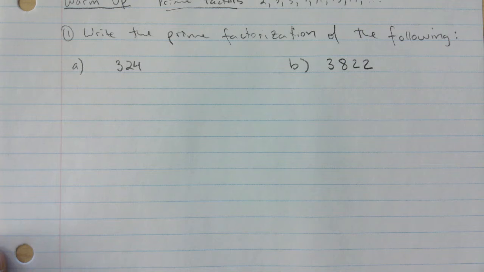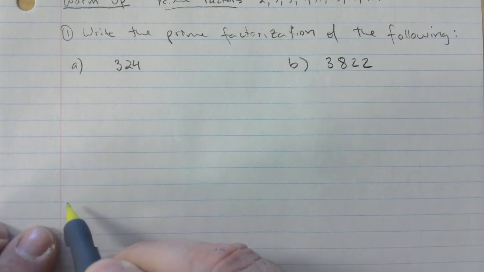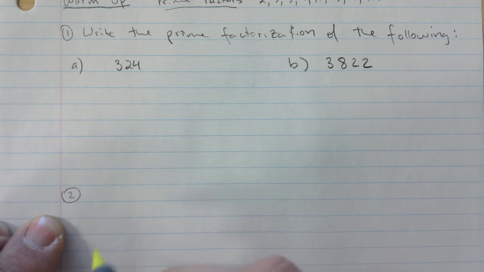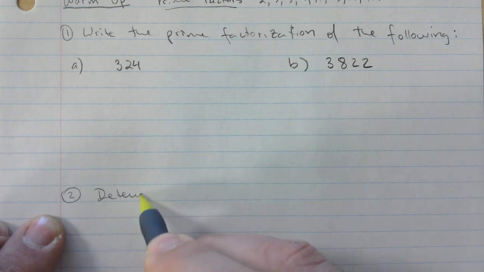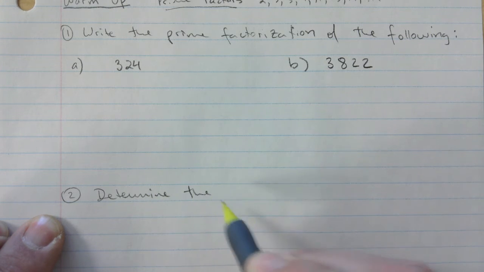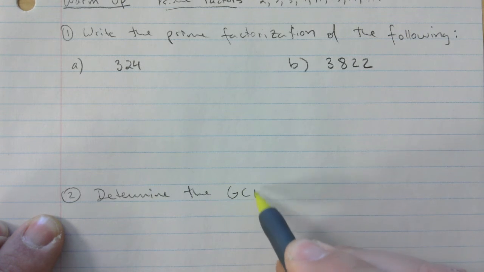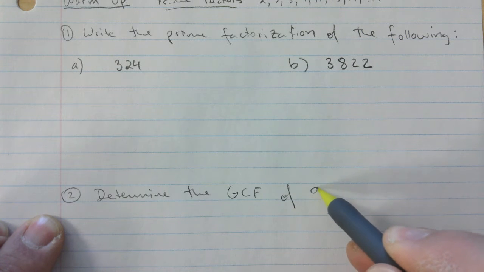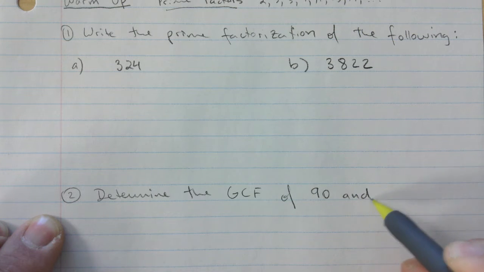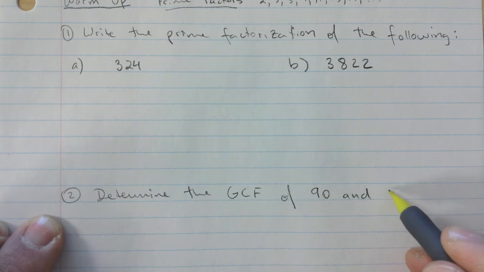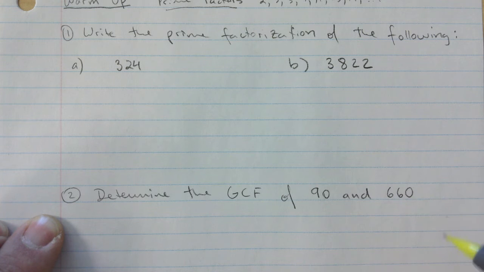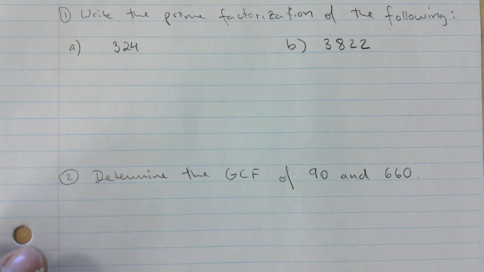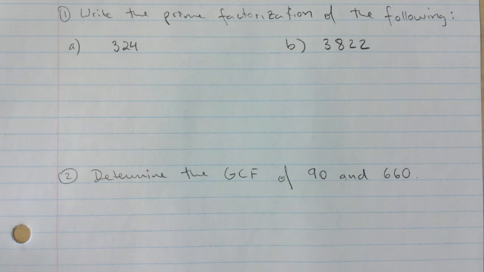All right, we're going to do another one here, so I'm going to leave some space to go over that. Question 2. Determine the GCF of 90 and 660. And not guessing, but actually using the method we learned on Friday, okay?